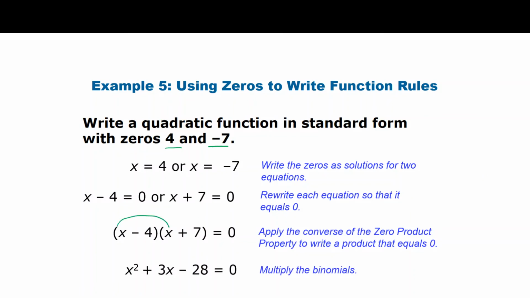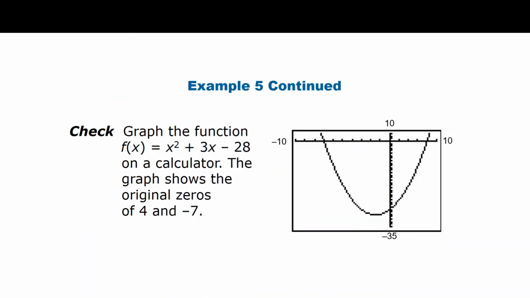X squared, x times x is x squared. X times 7 is plus 7x. Negative 4 times x is plus a negative 4x. Positive 7x plus negative 4x gives us our 3x. And negative 4 times 7 gives us a negative 28. So there you go. Now you have your new standard form equation, quadratic function. And then you could replace f0 with f of x, and you're done. And you could check it in your calculator and see that it works out.